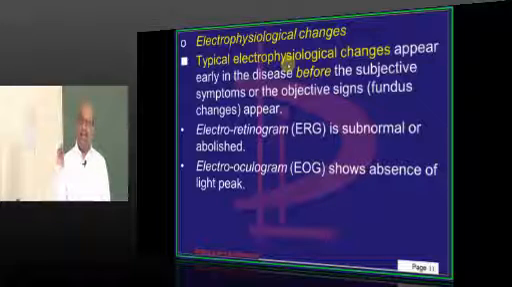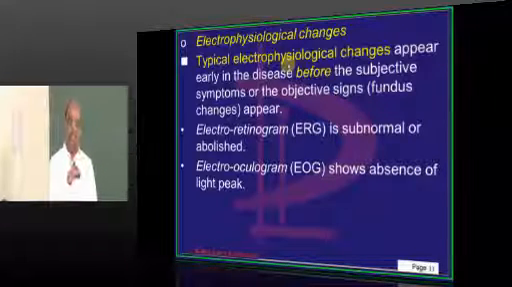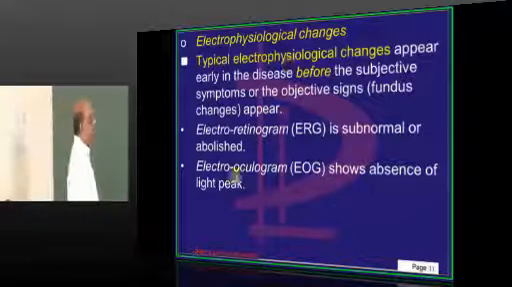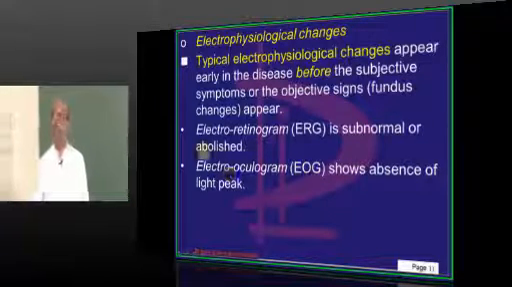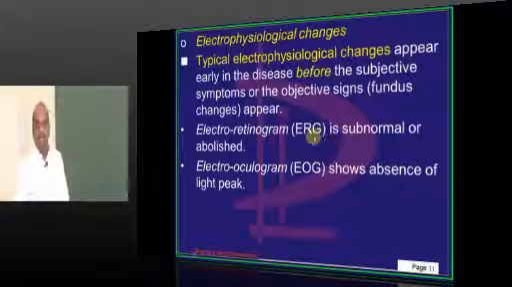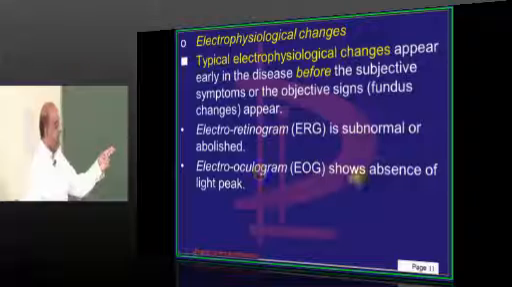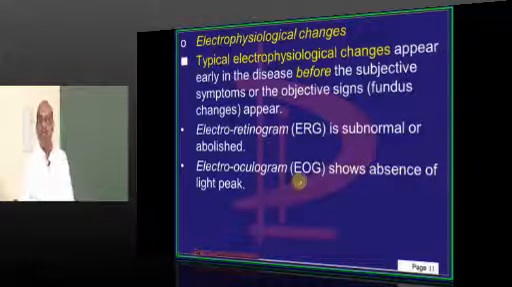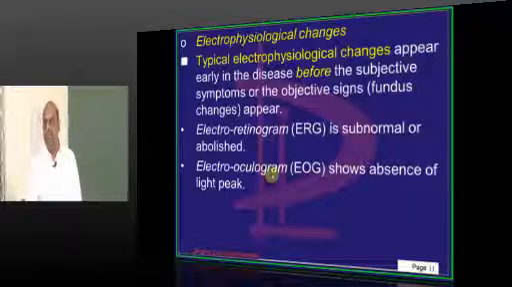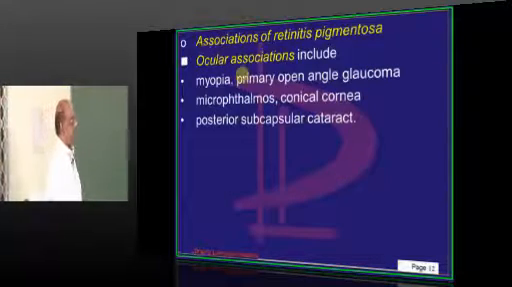So what is a much earlier objective way of assessing retinitis pigmentosa? You can do electroretinogram, electrooculogram. These are the two things which become abnormal. Electroretinogram becomes abolished, and if you do electrooculogram, there is typically an absence of the light peak. So by that you can objectively assess.